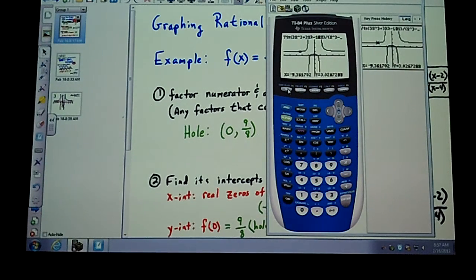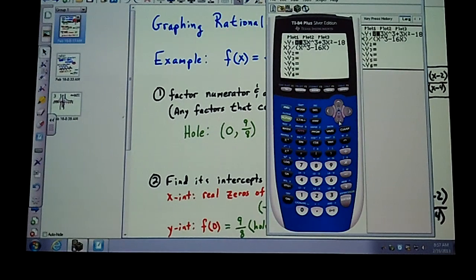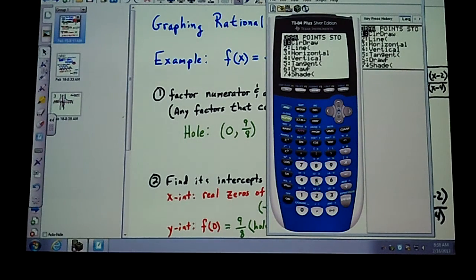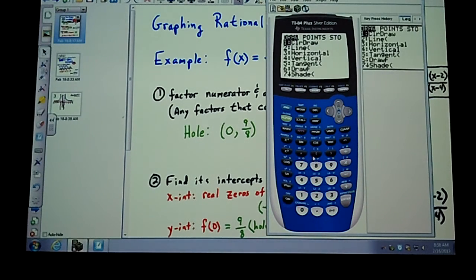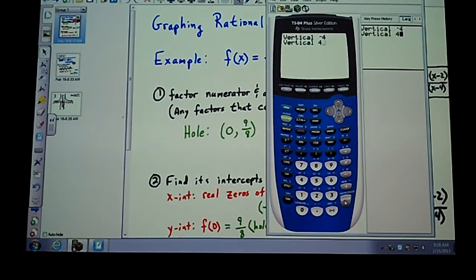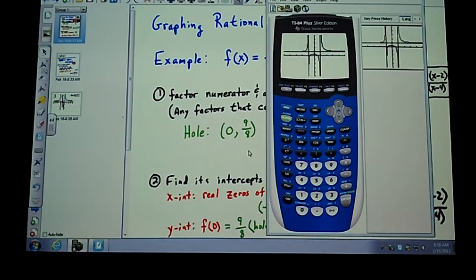If you want to, you can go ahead and draw the horizontal asymptote. And if you also want to, you can draw in the vertical asymptotes. Okay, so that's a horizontal. There's one of the verticals. I can get the other vertical asymptote by pressing y equals, the second program, choose option 4, then 4 again. And there we have it. So I believe that looks very much like what I have.